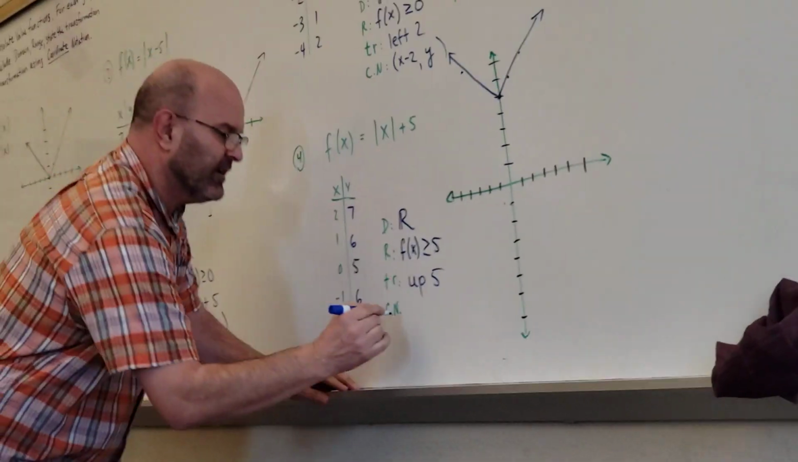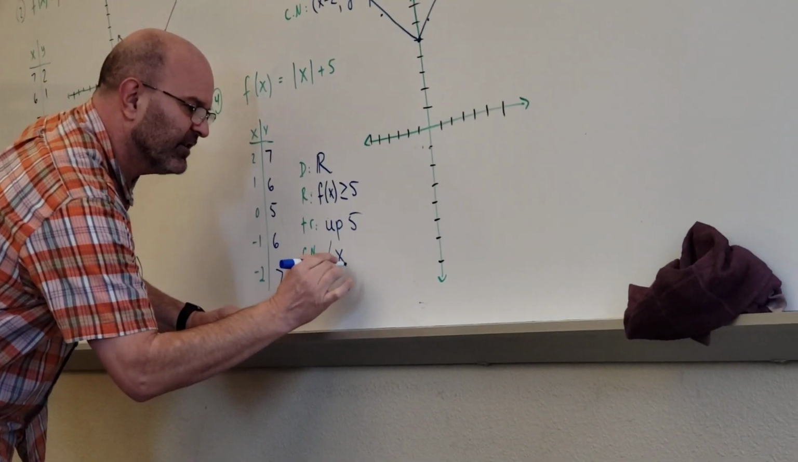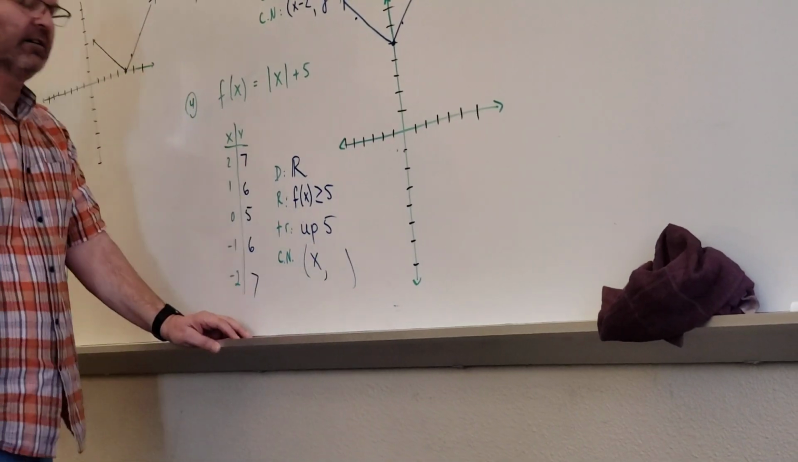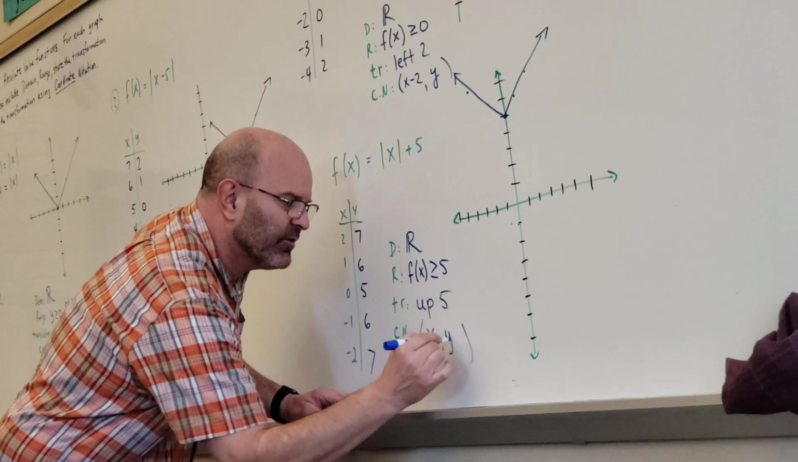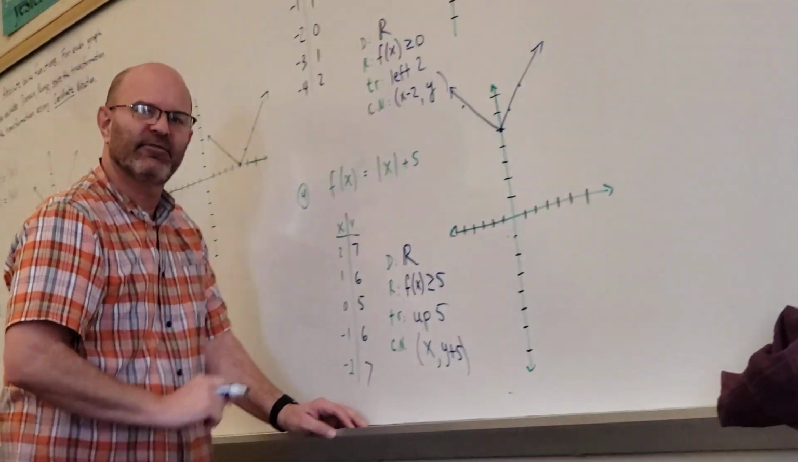For the coordinate notation, the x's aren't changing, so I'm just putting x, comma. But if the y values are all 5 bigger, doesn't that mean my y coordinates are going to have to be y plus 5?